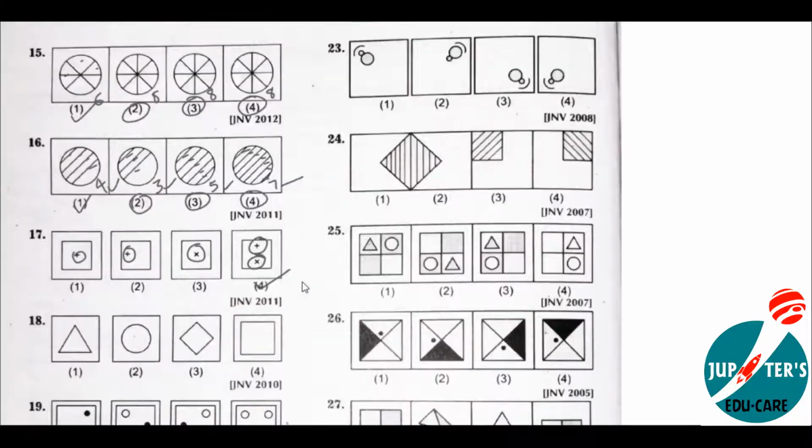Question number 18. See, if we observe carefully, except option 2, all remaining 3 options are made by lines. Means this second option is made by curves. So 2 is our answer in this question.